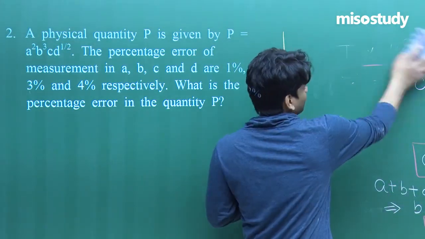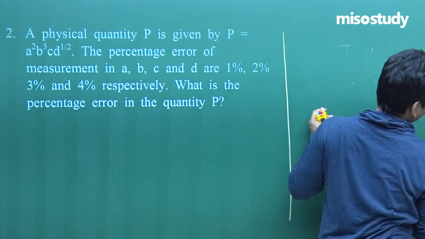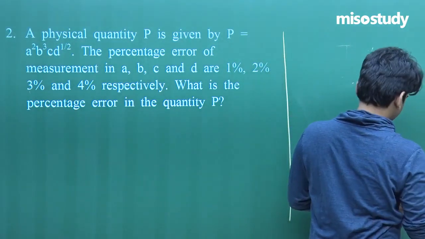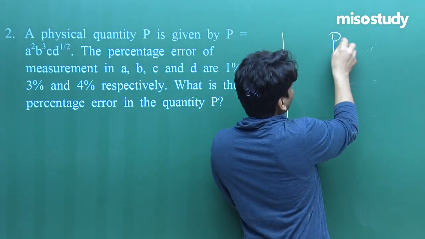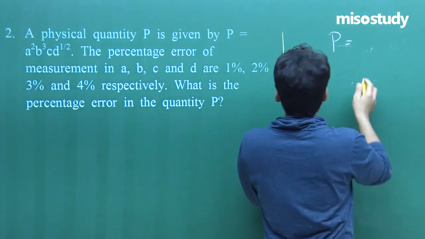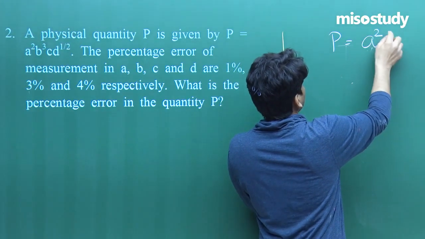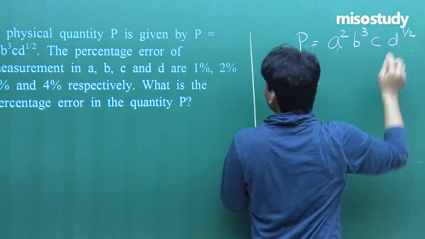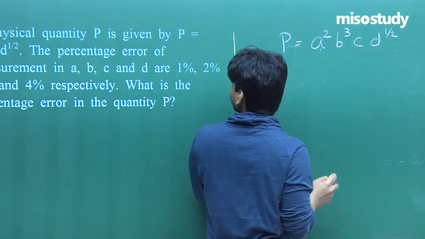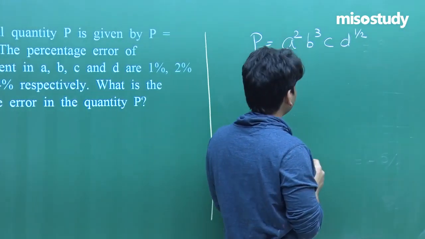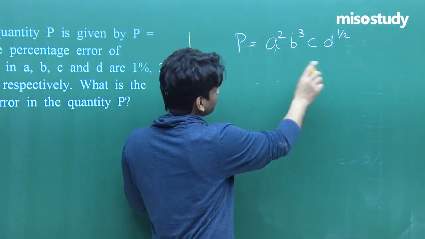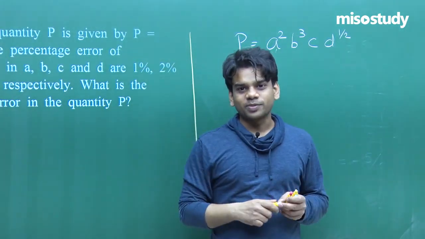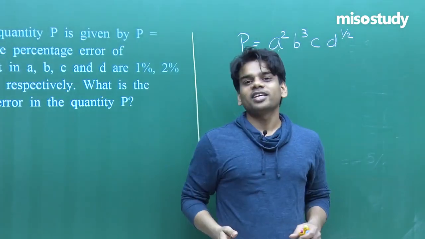First of all, let me write down the formula for the quantity P. Given that P is equal to A square B cube C D to the power half. This is what has been given. The percentage errors of measurement in A, B, C, D are, I will use that later on, given as 1, 2, 3 and 4% respectively. What is the percentage error in the quantity P?